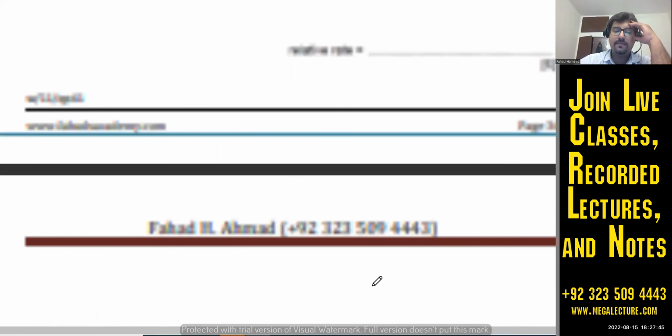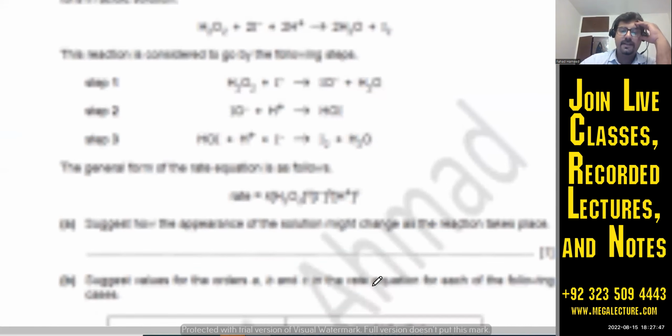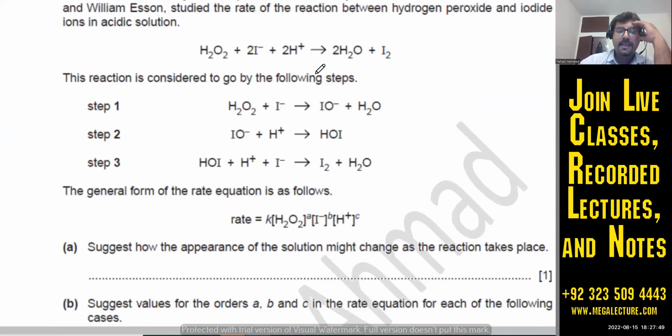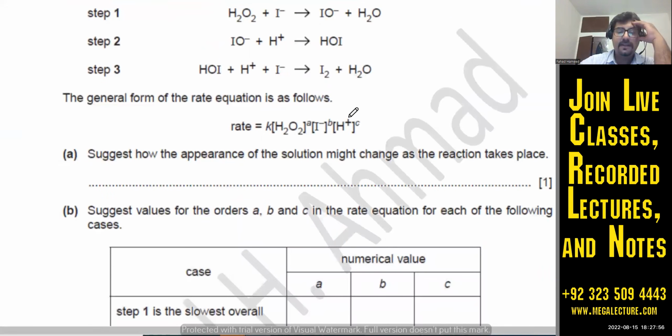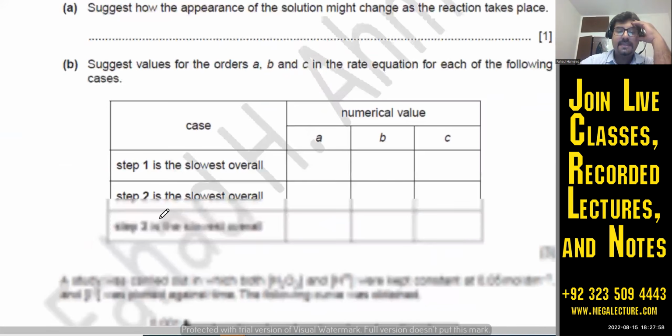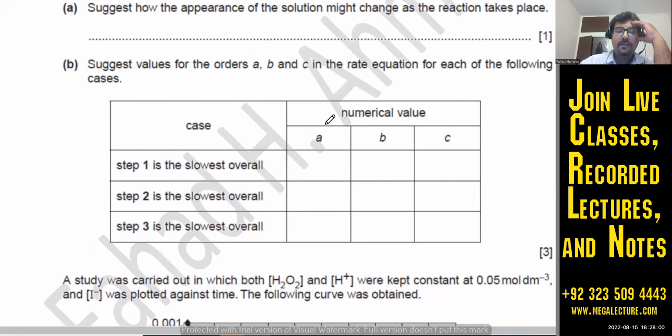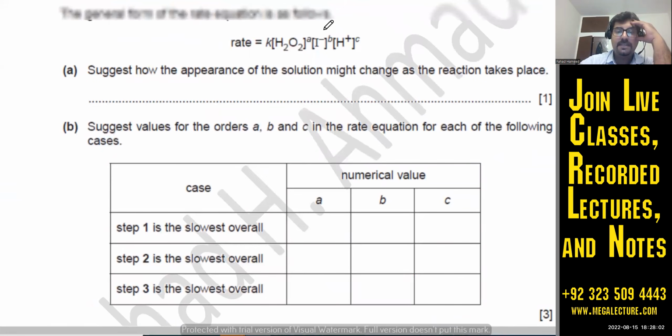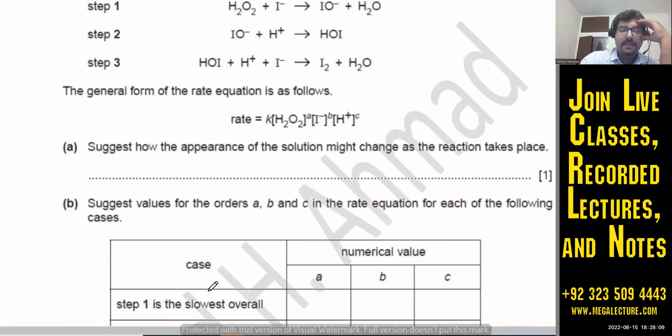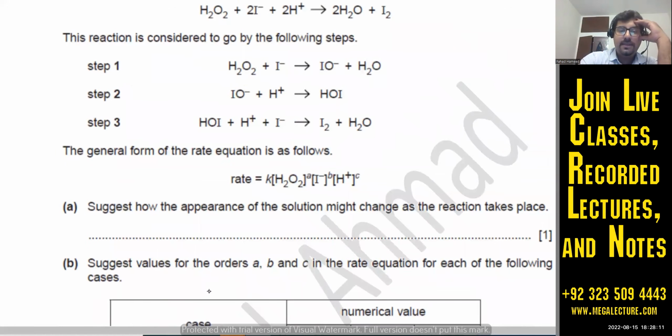Let me just find one question that's specifically on this. I think it's this one. This was the overall reaction, and they had specifically given you these steps and asked you to figure out the orders. They asked what the numerical value of the order is, which is a, b, and c, the power over here, if step C is the slowest. So let's say this one is the slowest of all the steps.